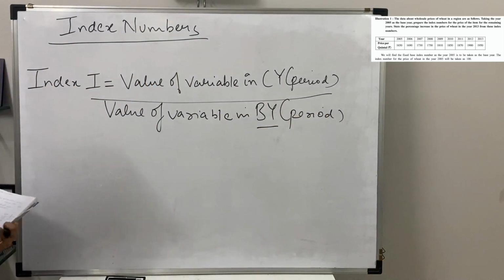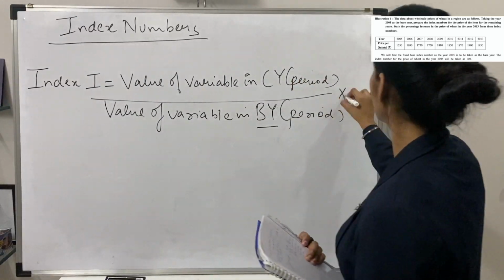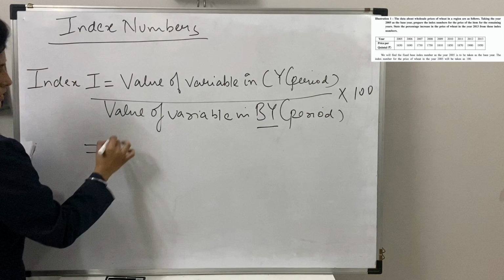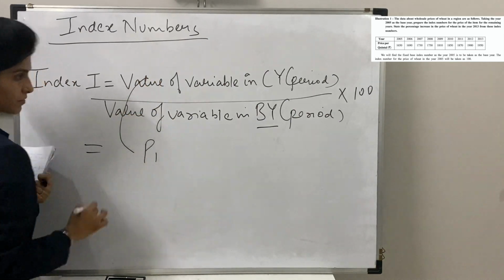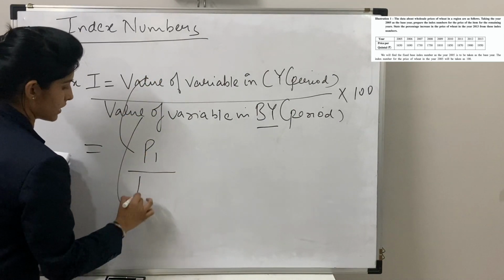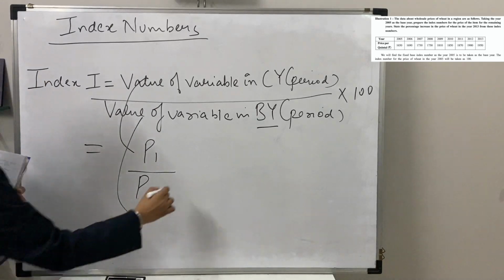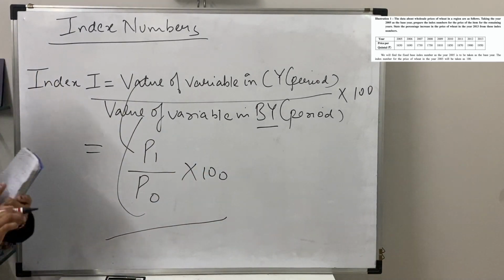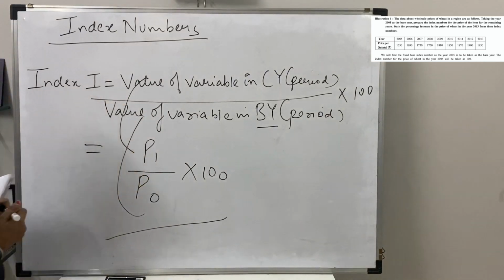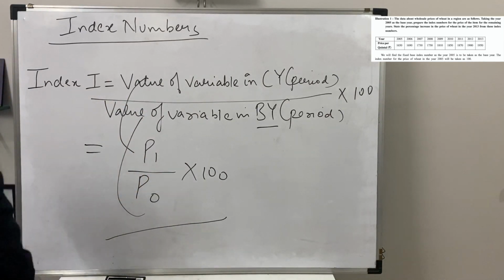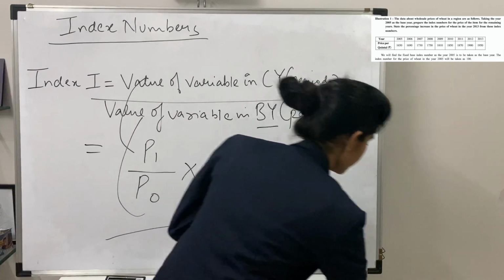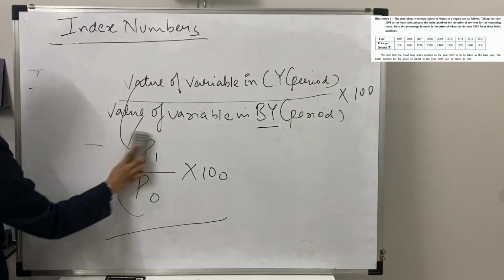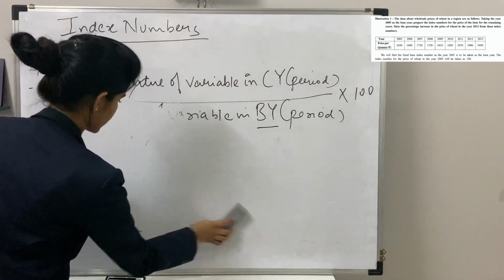This is the basic formula which will be multiplied with 100. Coming to the final conclusion, this stands for your P1, this is for P0, into 100. This formula will be used for calculation of index number as a whole. So we'll start with the basic illustration for this index number.